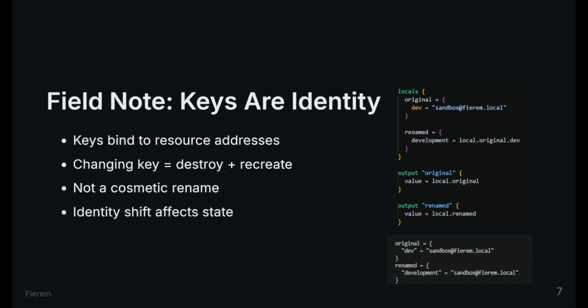On the submarine, valve lineups were checked by position and label because a wrong identifier could shift action onto the wrong system. Terraform works the same way. A changed key is not a comment edit. It is an identity change.